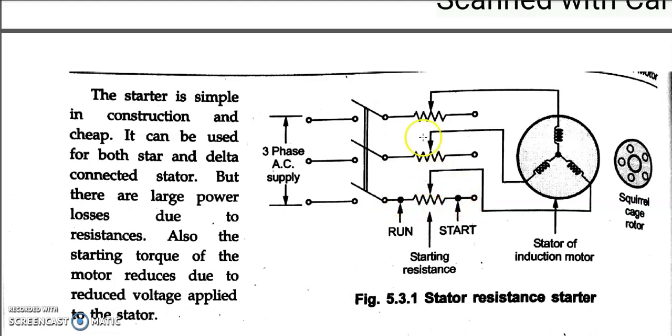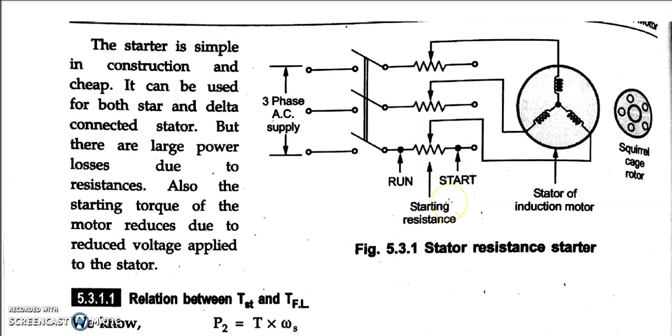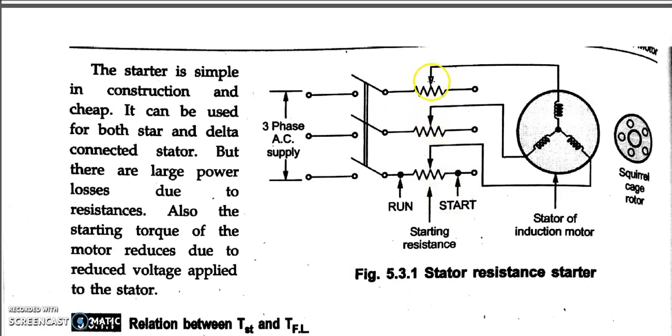To start, make sure the arrow marks are placed somewhere around here. It can be in the middle also, not a problem, depending upon how much you want to limit the starting current. But make sure it is not at the run position. Now let us say these all 3 arrow marks are at the initial start position, here, here, as well as here. Whenever I make sure the 3-phase supply is there, I turn on this triple pole single throw switch. So what happens now?